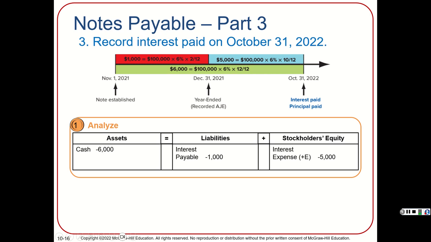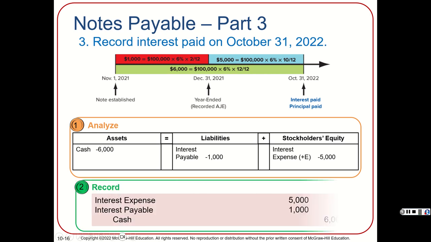So we are removing this payable. We're adding an additional $5,000 for the expense. Here we have the interest expense of $5,000 and the interest payable of $1,000. That's making this interest payable account, if it's the only note, go to 0, and then our cash decreases $6,000.